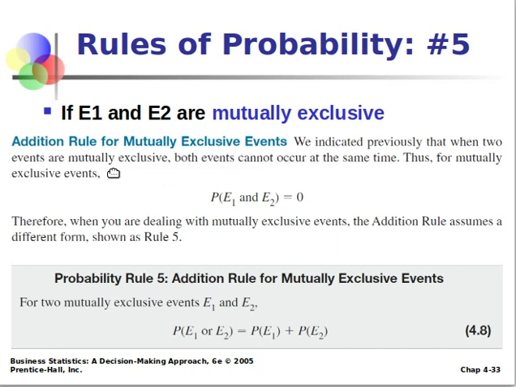Dili pwede magdungan. Thus, for mutually exclusive events, the probability of event 1 and event 2 is minus 0. Therefore, when you are dealing with mutually exclusive events, the addition rule assumes a different form, shown as rule number 5.